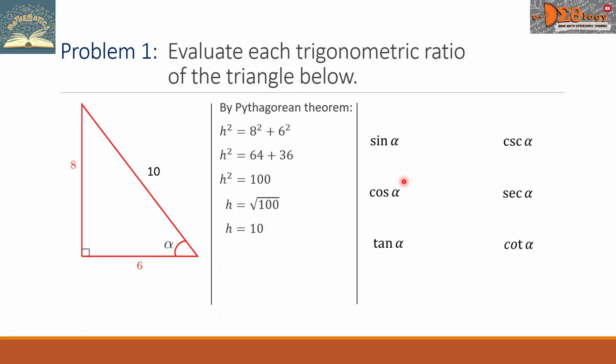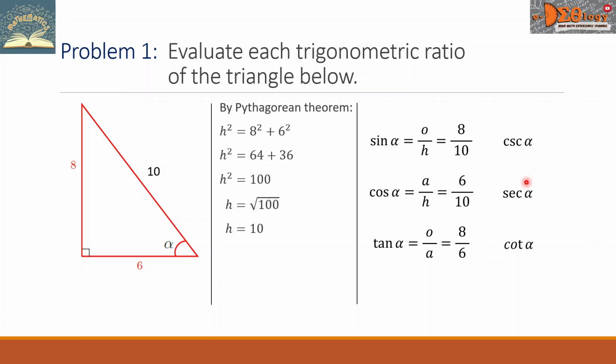Then let us solve for the 6 trigonometric functions. Let's begin with the first 3, sine, cosine, tangent. For the sine alpha, this is the angle alpha, that is opposite over hypotenuse. In our triangle here, the opposite side is 8, the adjacent side is 6, the hypotenuse is 10. So for the O over H, that is sine alpha, that is 8 over 10. For the cosine alpha, adjacent over hypotenuse, that is 6 over 10. For tangent alpha, that is opposite over adjacent. So we have 8 over 6.